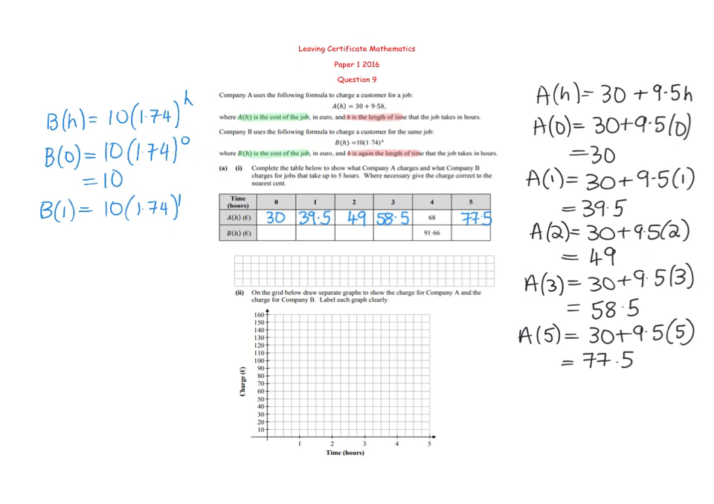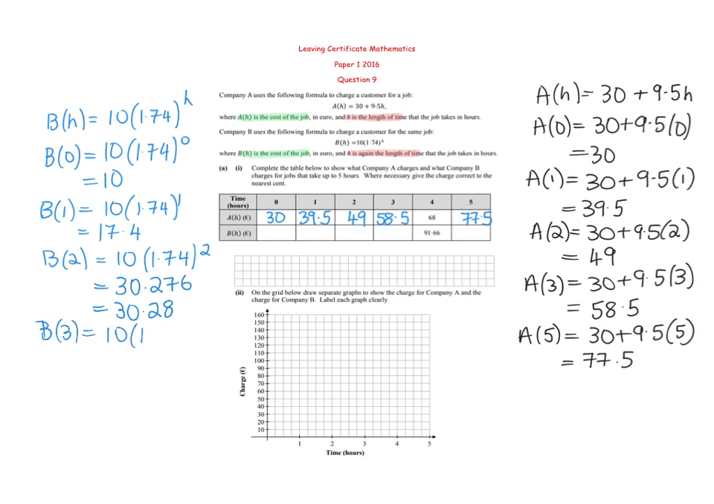When we type that into the calculator, we get an answer of 17.4. B of 2, we type that into the calculator, 1.74 squared, and we're going to get an answer of 30.276, and it says correct to the nearest cent where possible, so this is going to be 30.28. We need B of 3, that's 10 multiplied by 1.74 to the power of 3.